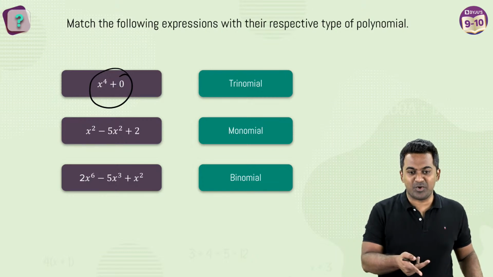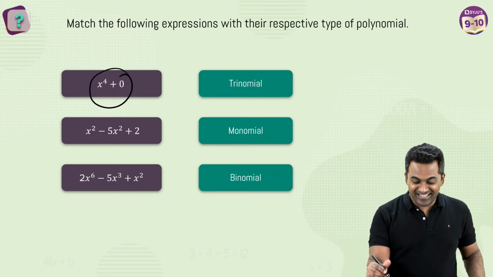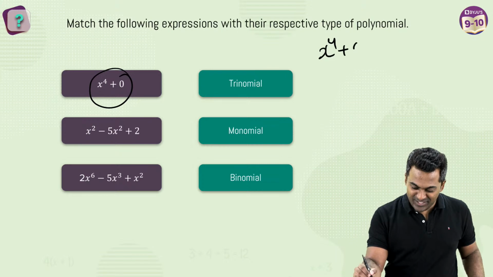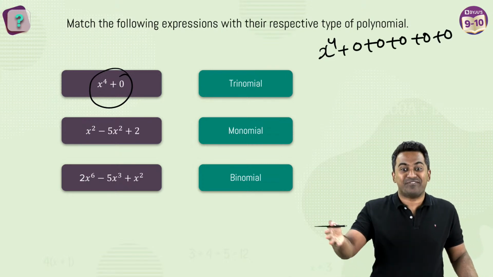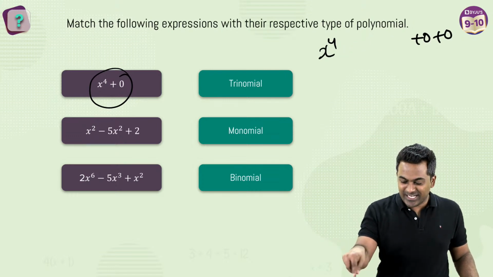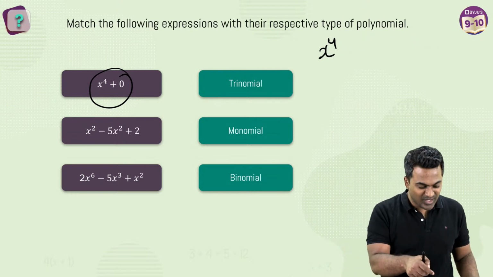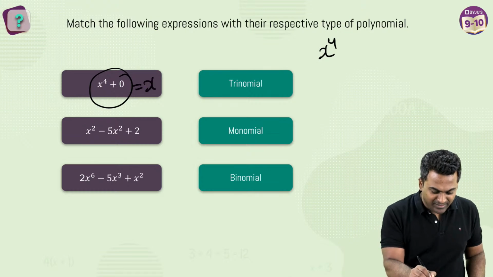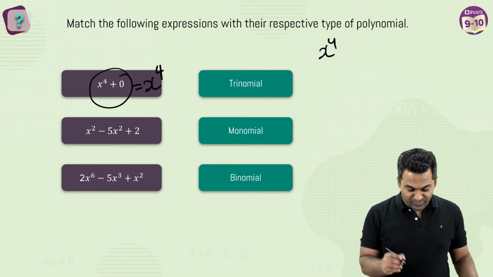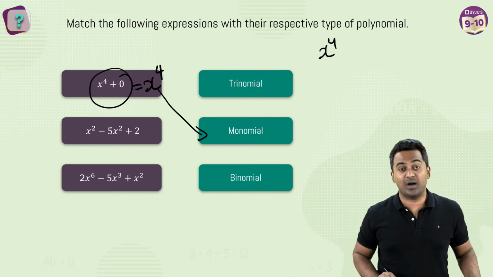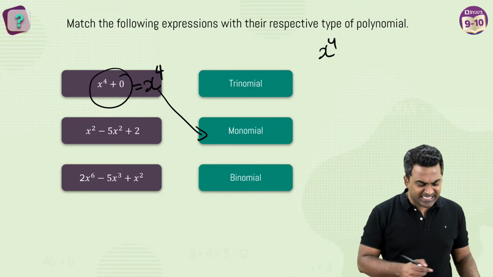All right, so you guys are saying monomial. Very good, because x to the power 4 plus 0 plus 0 plus 0 plus 0 plus 0. I can go on an infinite number of times. So 0 is not considered. Very good, very good. So the 0 is not considered. This can be written like simply x to the power 4. And for that reason, this is going to be a monomial. Well done. What about the second one?